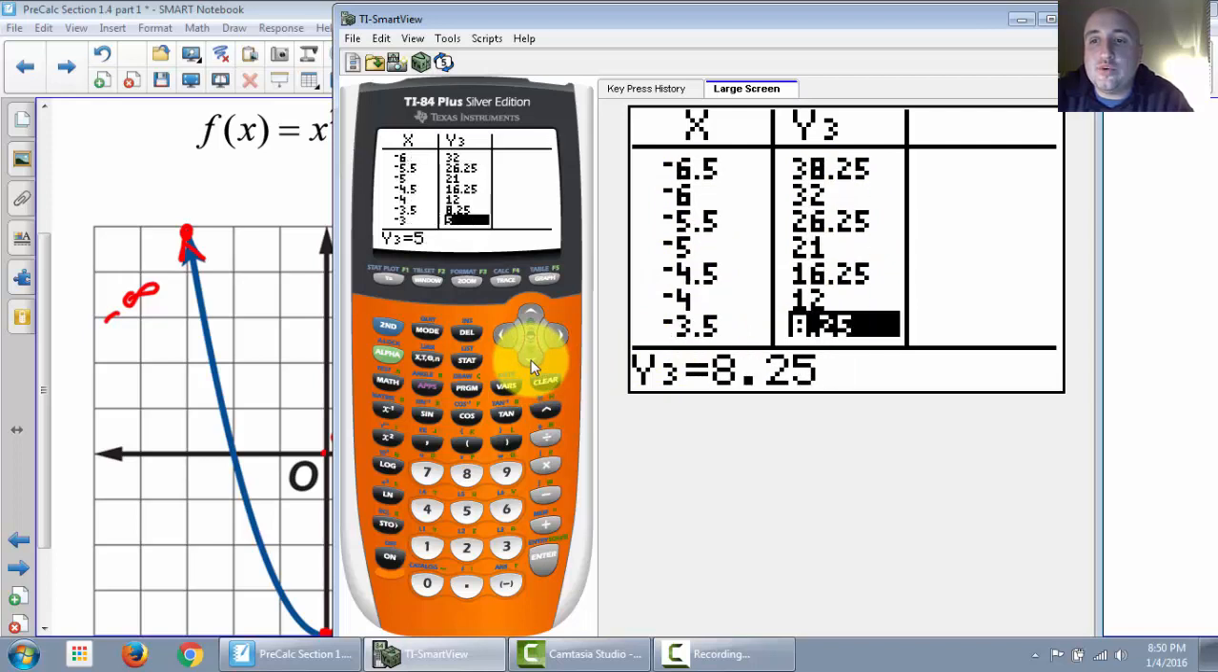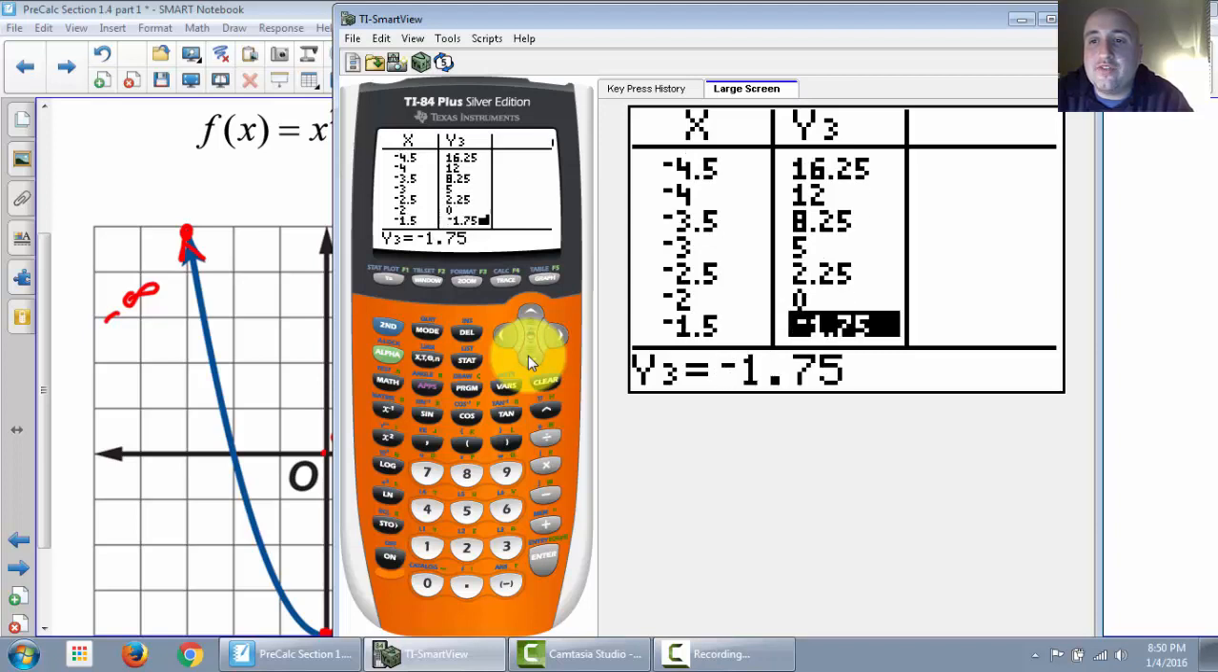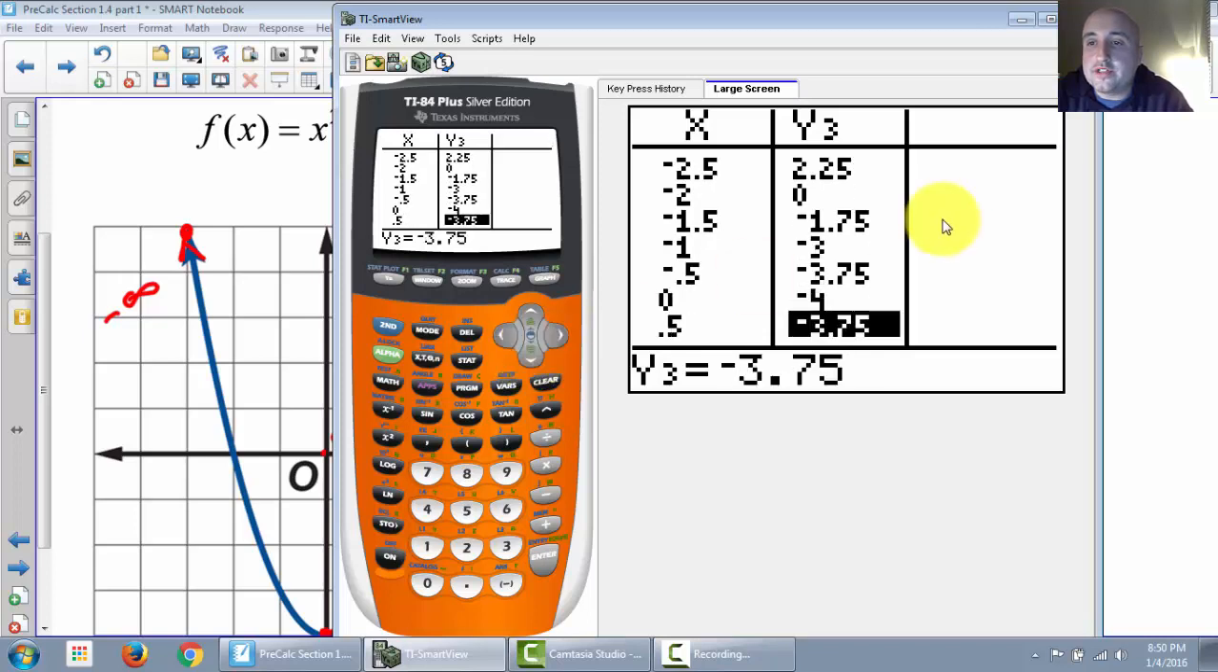So we want to see where it stops getting smaller. 8.25, 5, 2.25, 0, negative 1 point, it's still getting smaller, negative 3, negative 3.75, negative 4. And then notice it's now getting bigger. Negative 4, it's turning. So this point right here is where it stops decreasing and it starts increasing.